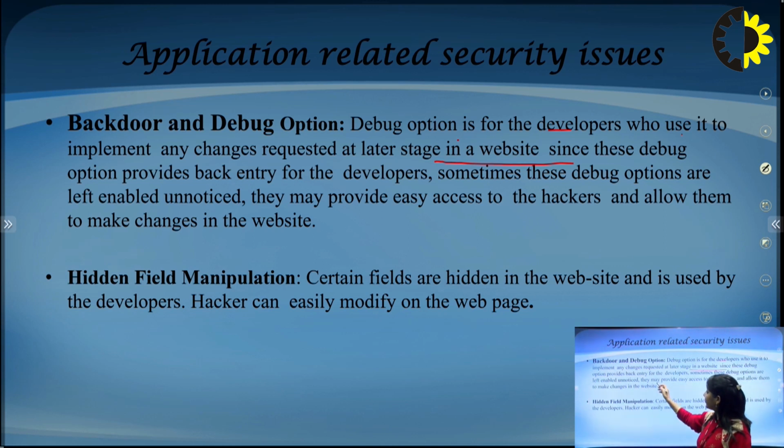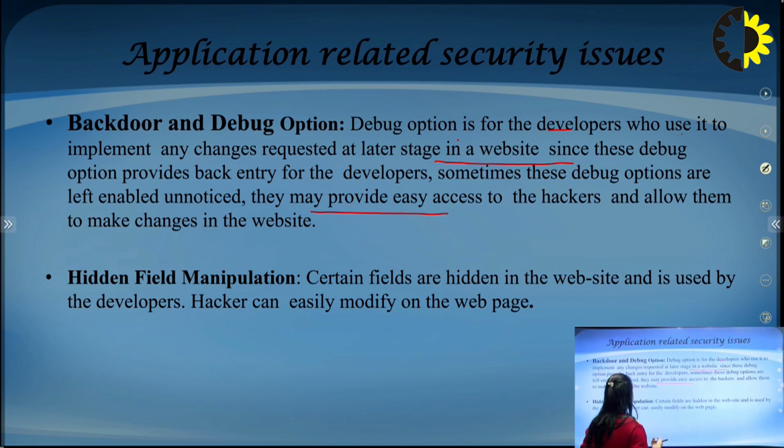So next is debug options. Sometimes these debug options are left enabled unnoticed and they may provide easy access to the hacker. So when we are going to update the website, there should be no debug option, because when we have the debug option, then control will get open and any malicious user is going to make changes to the website.